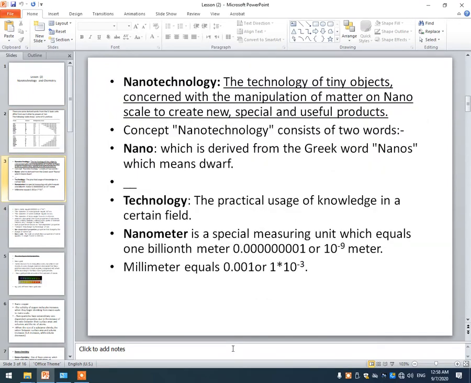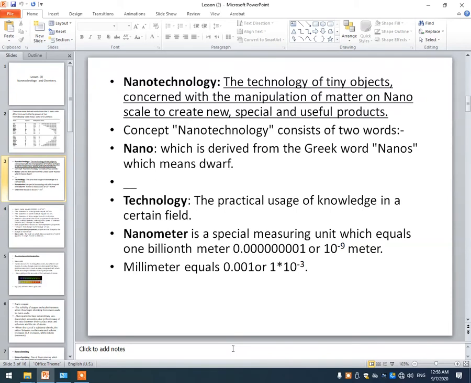This lesson is concerned with the study of nanotechnology. What do we mean by nanotechnology? Nanotechnology is the technology of tiny objects, concerned with the manipulation of matter on the nanoscale to create new, special and useful products. The concept of nanotechnology consists of two words. The first one is nano, which is derived from the Greek word nanos, which means dwarf, and technology means the practical usage of knowledge in a certain field.